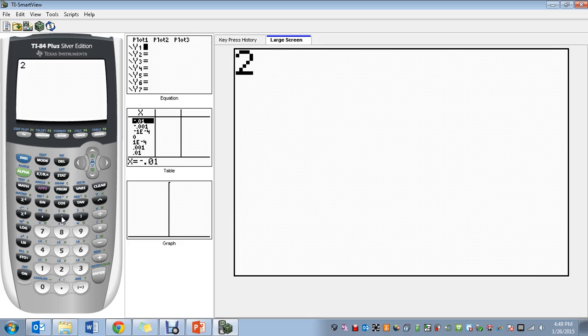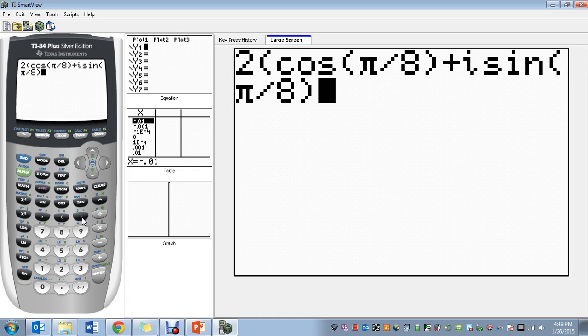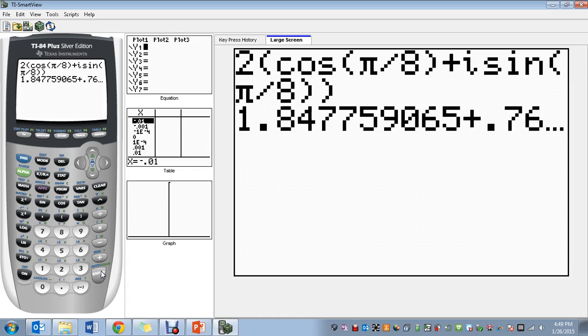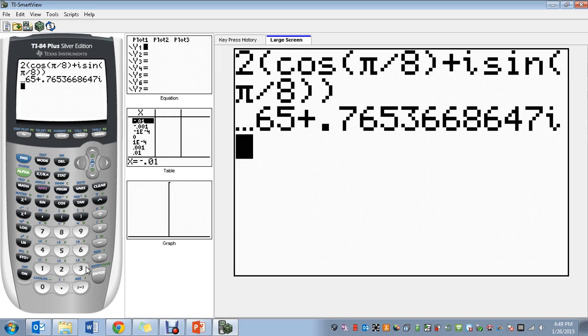2 times the cosine of pi over 8 plus, now the i is the little key right above the period, the second i, times sine pi over 8. And it's going to give me a decimal answer, but this is the Cartesian version of it. So we have 1.848 plus 0.7653i. So there it is in Cartesian form.